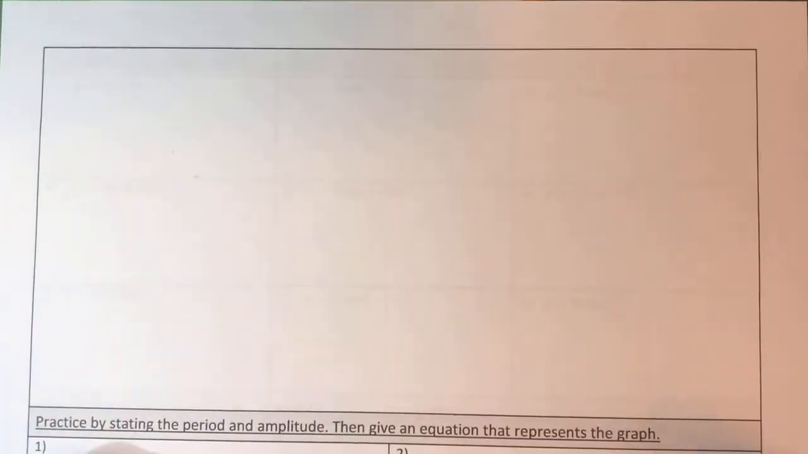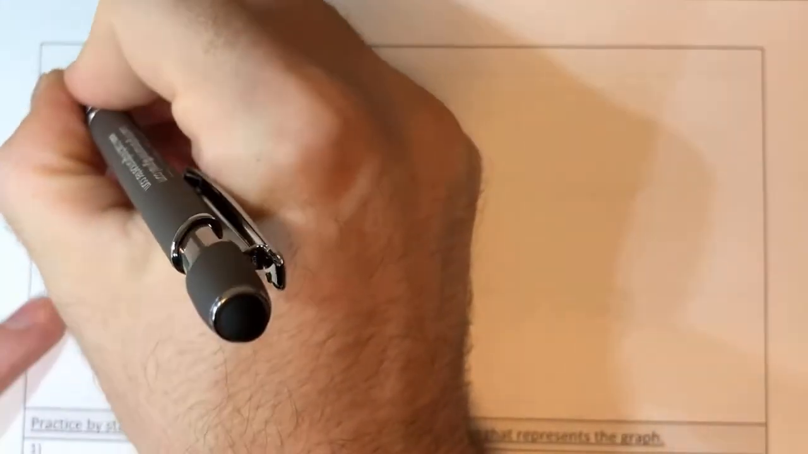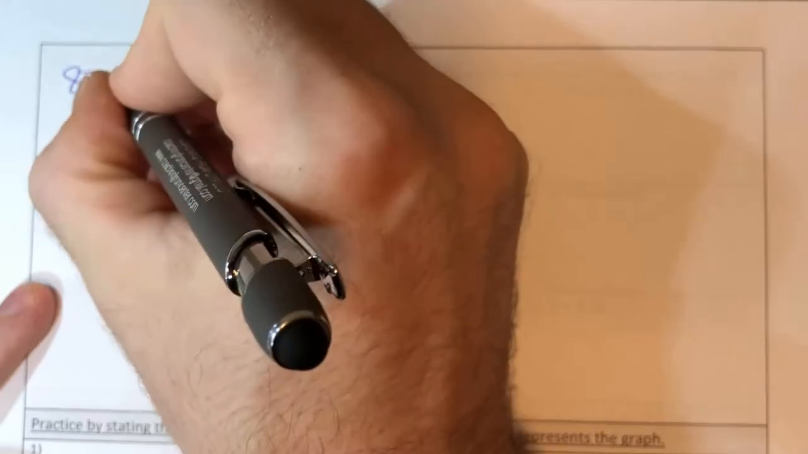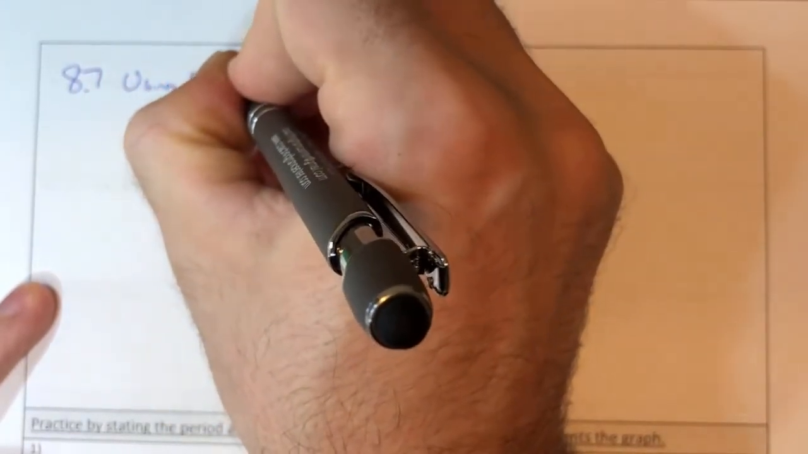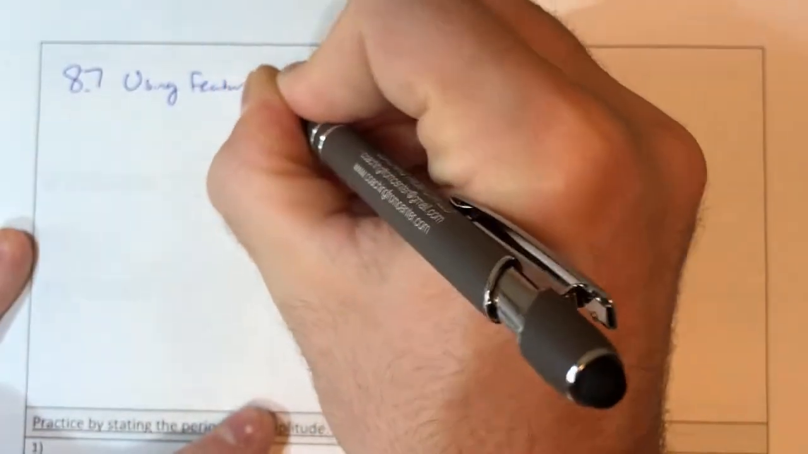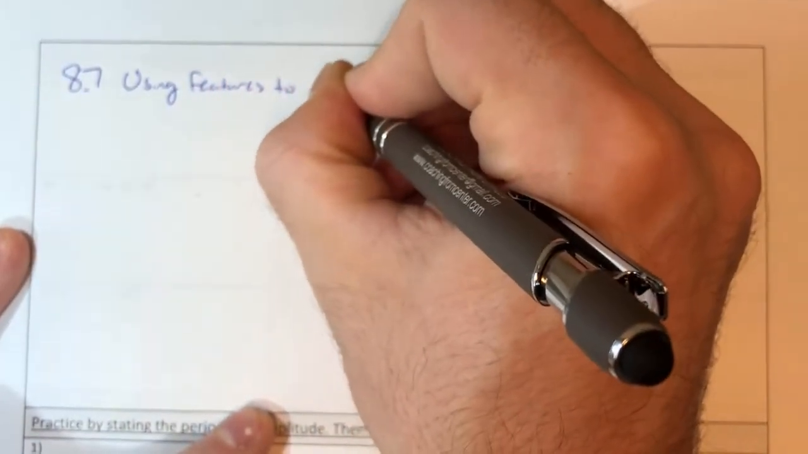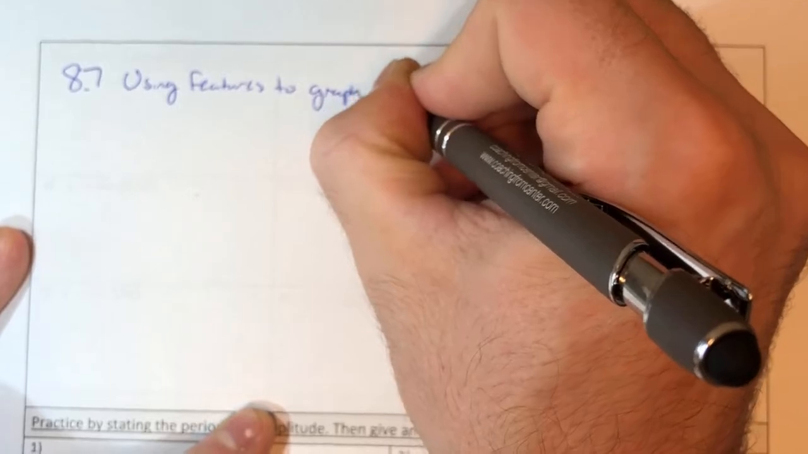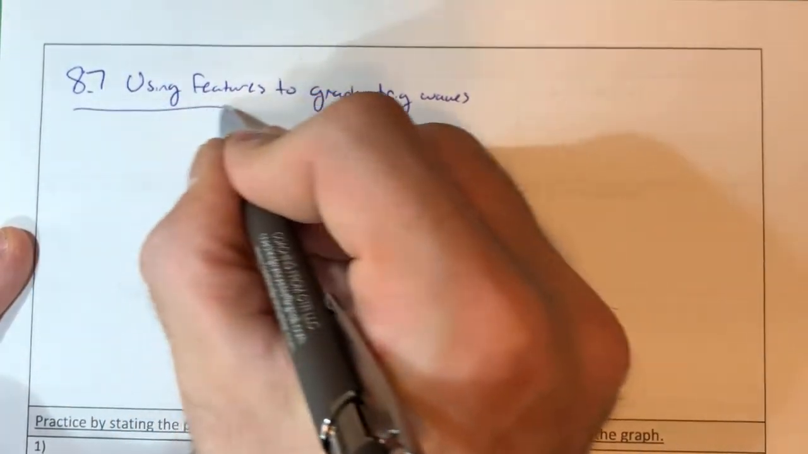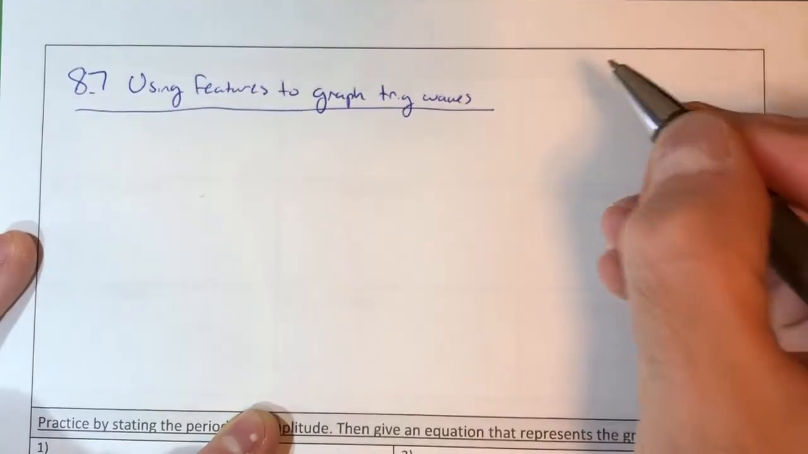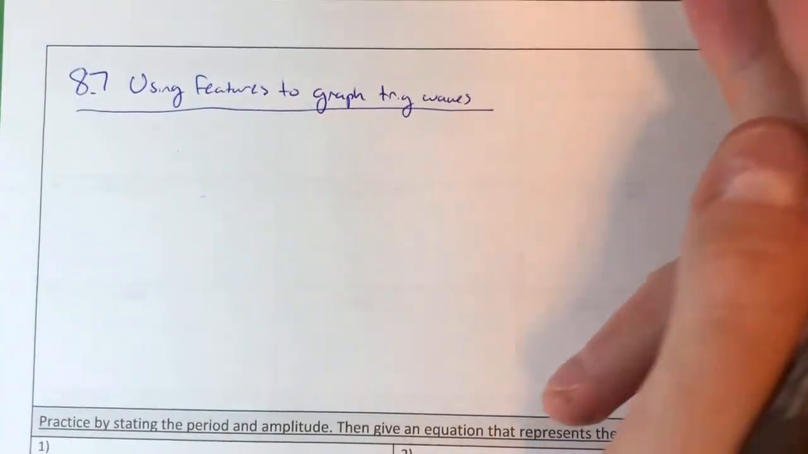Okay, so let's start today with 8.7. 8.7 is going to be using features to graph trig waves. And this is the last part of the unit circle that we're going to be covering in this course. So there's two features that we're going to be using.